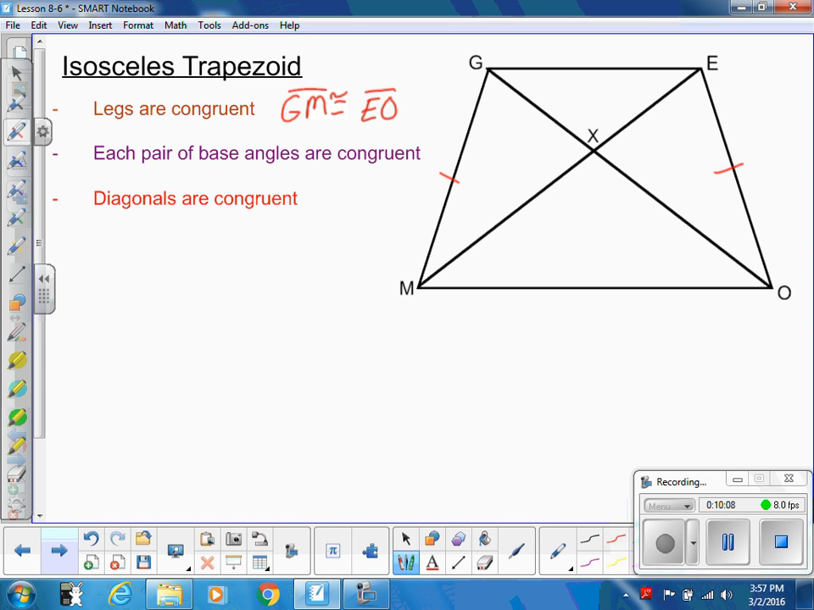Also, now there's a relationship between the base angles. Here, each pair of base angles are going to be congruent. So, angle MGE is congruent to angle OEG. And the same thing is going to occur at the other base. Angle GMO is going to be congruent to angle ELM.